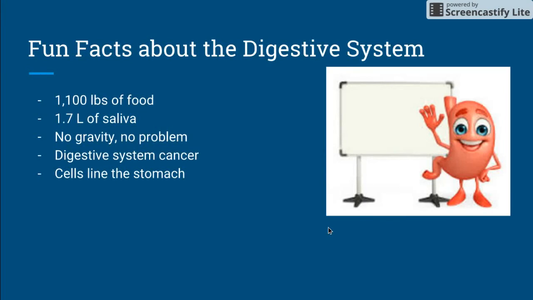Fun facts about the digestive system. Human beings eat a lot of food every day, but do you know how much we eat per year? It's a lot. 1,100 pounds of food per year is how much the average human being consumes.